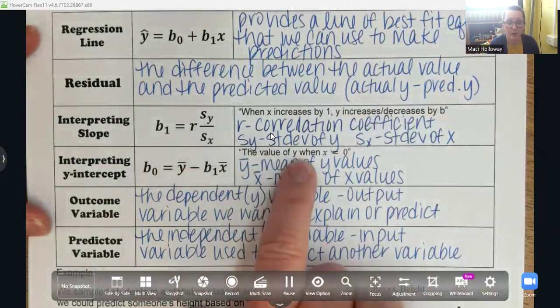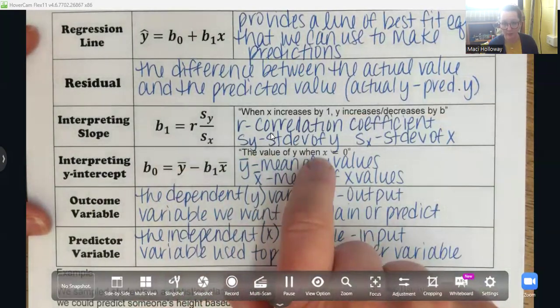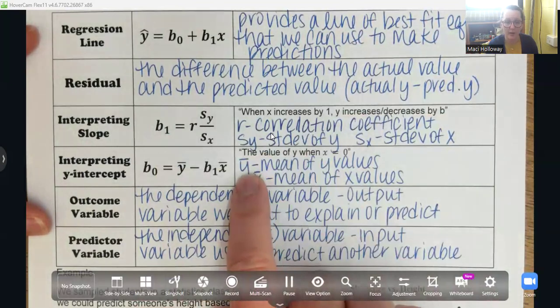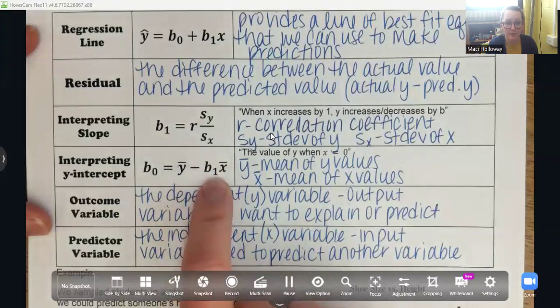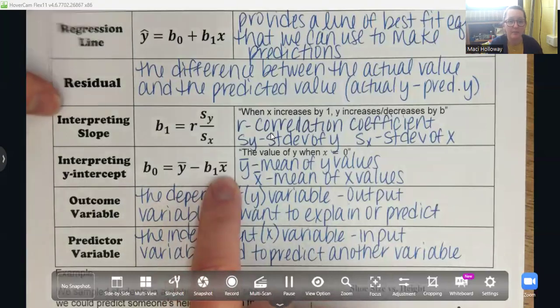All right, so next, interpreting y-intercept. Y-intercept is the value of y when x equals 0. The y bar is your mean of your y values, your x bar is the mean of your x values. And here is how you calculate that: y bar minus your slope, B1 was slope, times x bar.